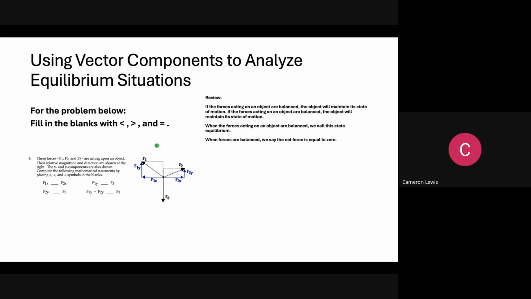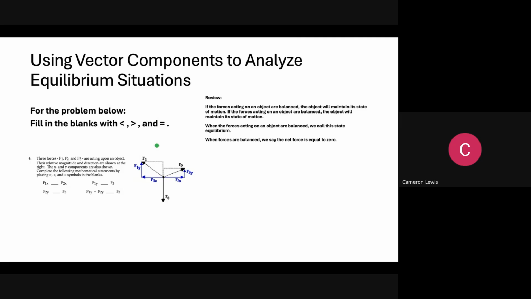So we want to just fill in the blanks, right? With less than, greater than, or equal to. And what does that mean? We want to compare the different forces, and see how they compare to each other by just looking at it visually. Remember how I said we have the free body diagram and we have the arrows? If it's bigger in magnitude, then you draw the arrow bigger. If it's smaller in magnitude, you draw a smaller arrow. We want to compare the different components, right?